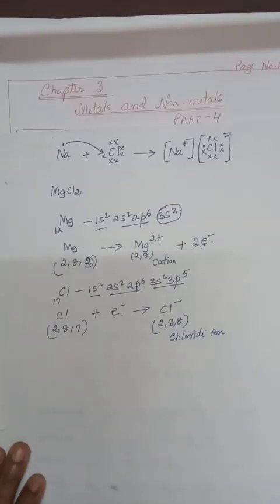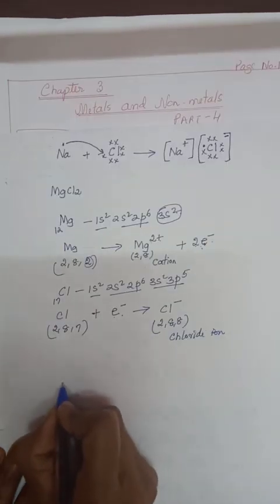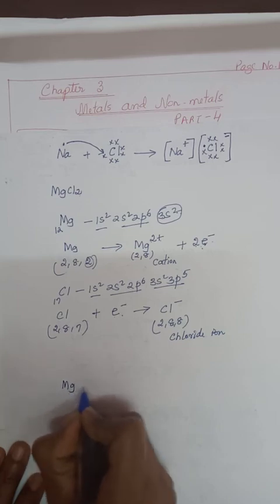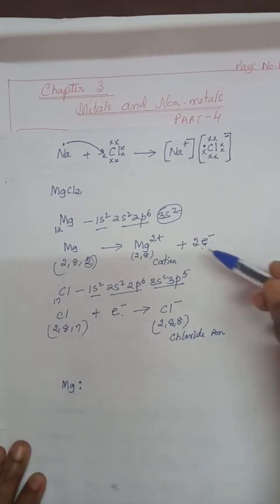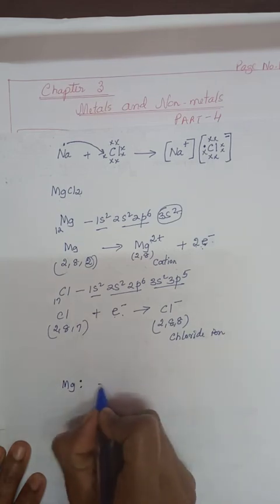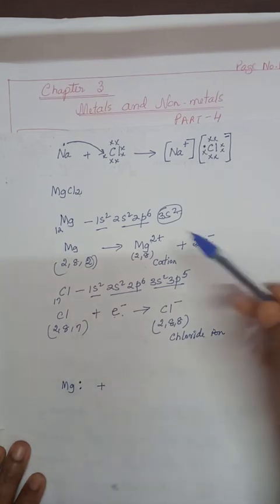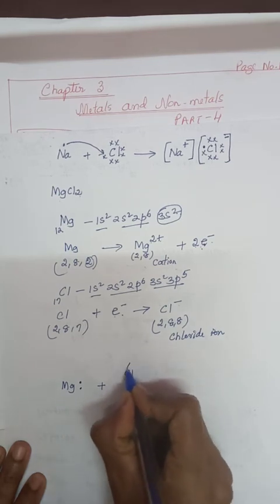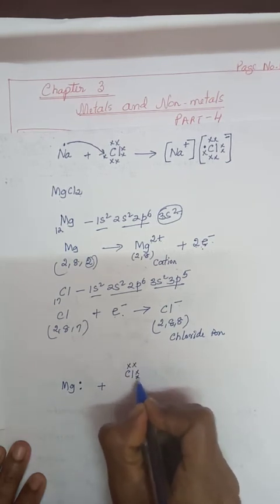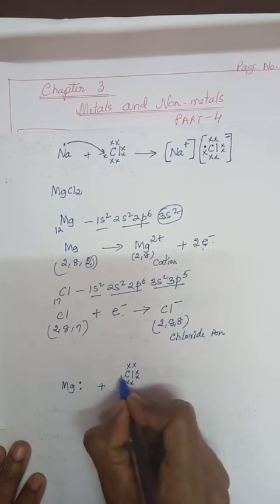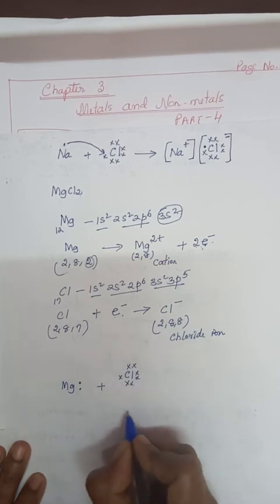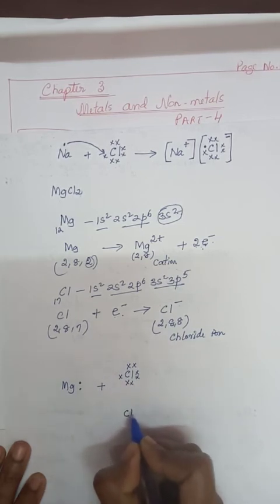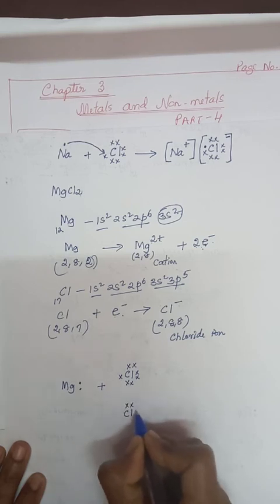Now let us write its formation. Magnesium, Mg. How many electrons? Dot structure 2, because it is donating 2 electrons. Plus chlorine. How many chlorine atoms? 2. MgCl2. One chlorine atom with 7 electrons: 1, 2, 3, 4, 5, 6, 7 electrons. One more chlorine atom, because MgCl2, with 7 electrons.